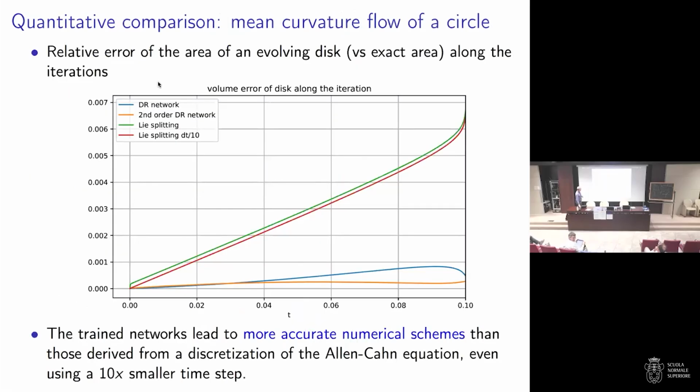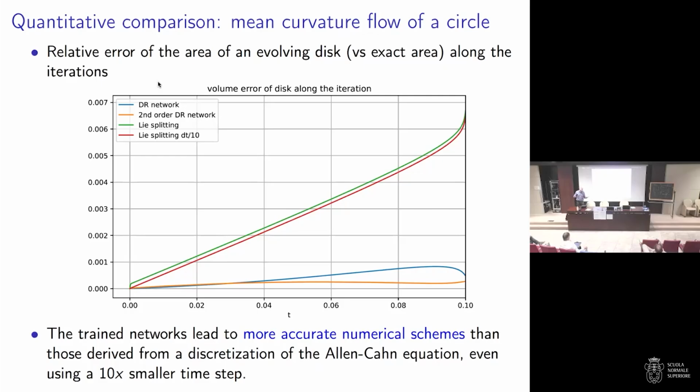Okay. What is interesting is that if you compare, so what should be the ideal volume of an evolving disk? You know the law, and you can compare the result that you get. So the error should be 0, and this is what we get with the first order and second order operator. So the error remains very low, and if you compare with the classical numerical approximation of the Allen-Cahn equation, the error is larger. So it means that the trained networks lead to more accurate numerical schemes than those derived from the discretization of the Allen-Cahn equation.